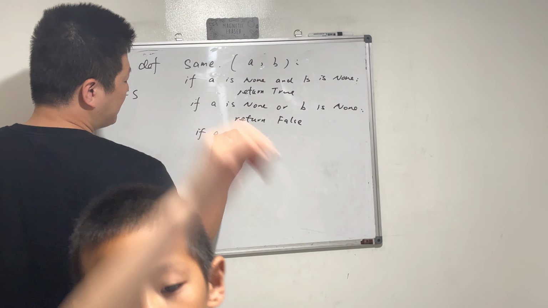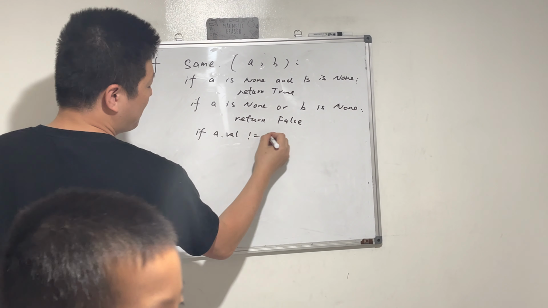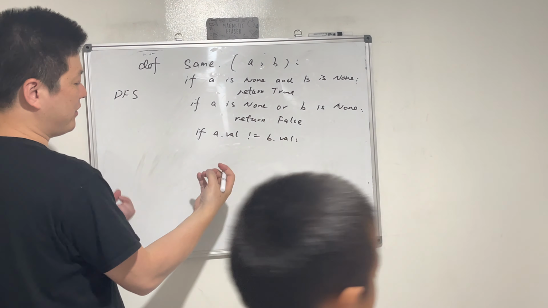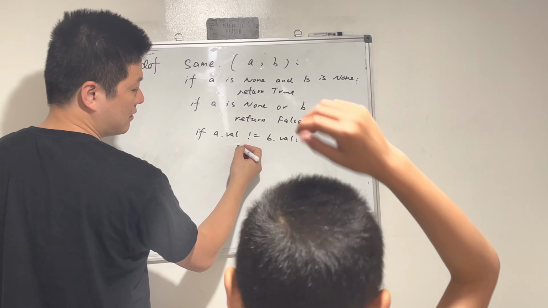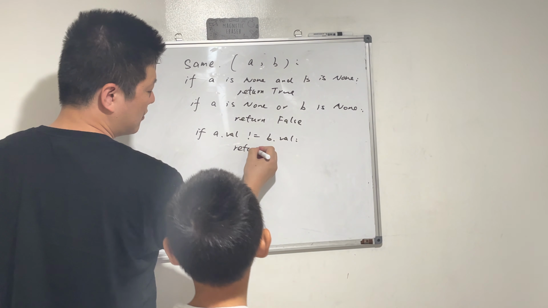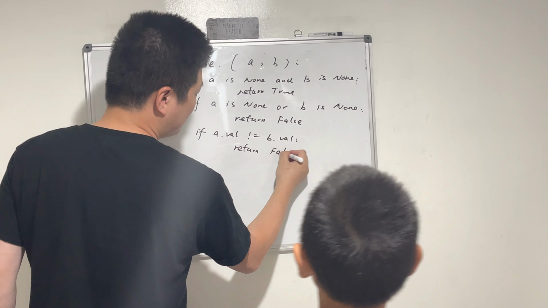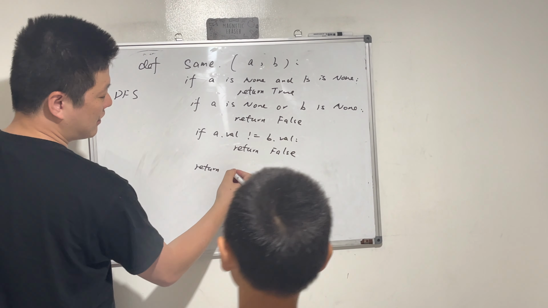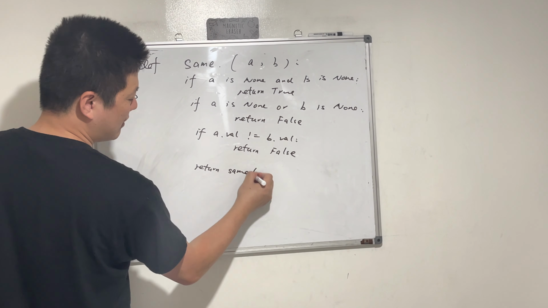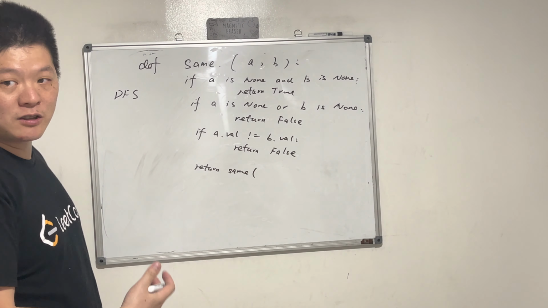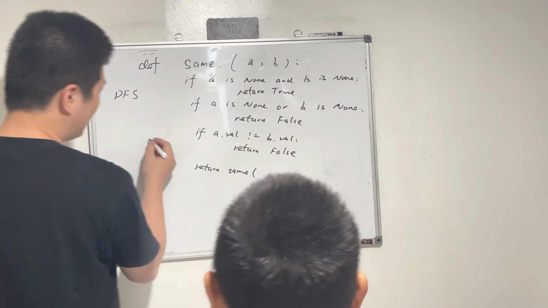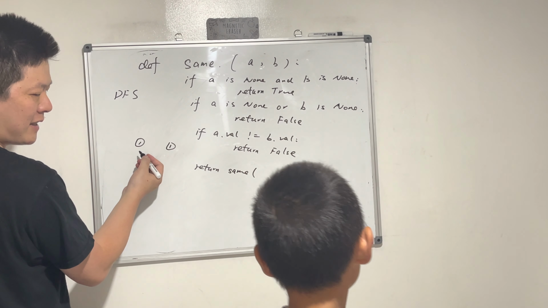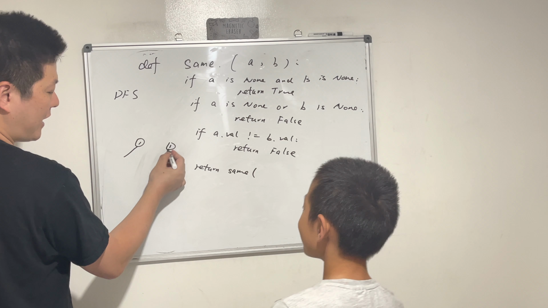If A dot value is not equal to B dot value, what happens? If the node values are not the same, return false. Okay. And then we need to recursively check what? If at this point these two nodes are the same, what do we do next?